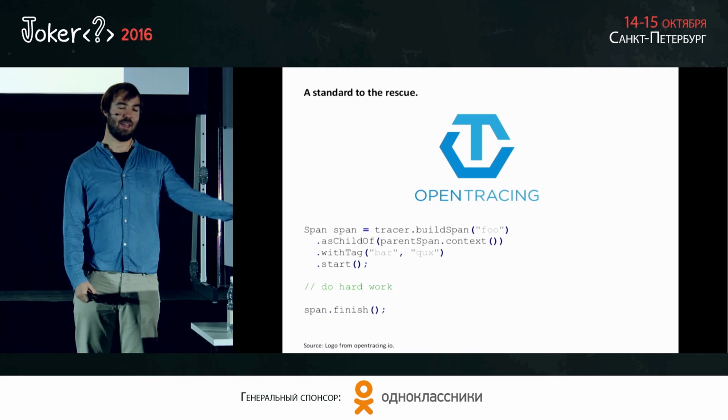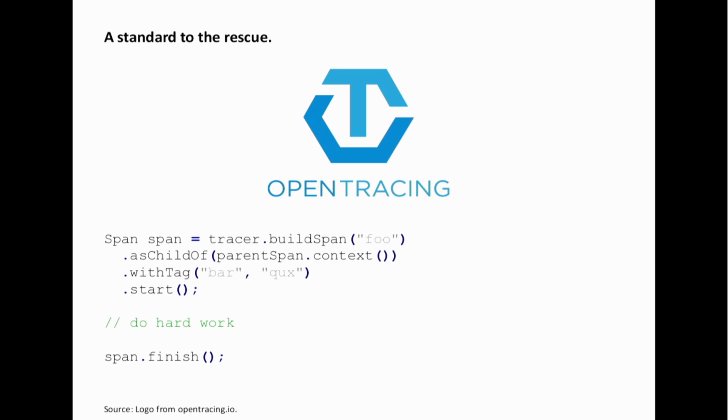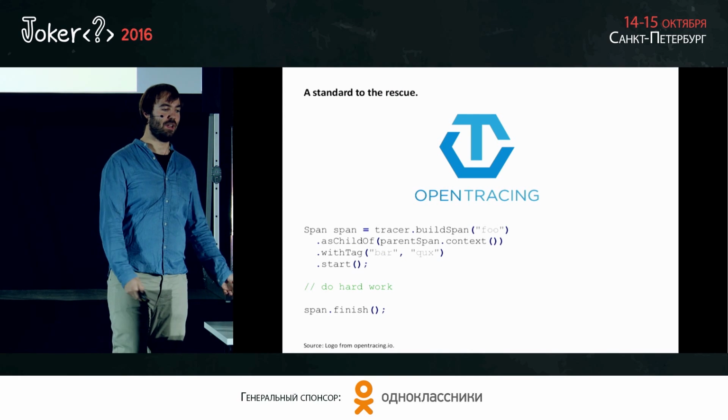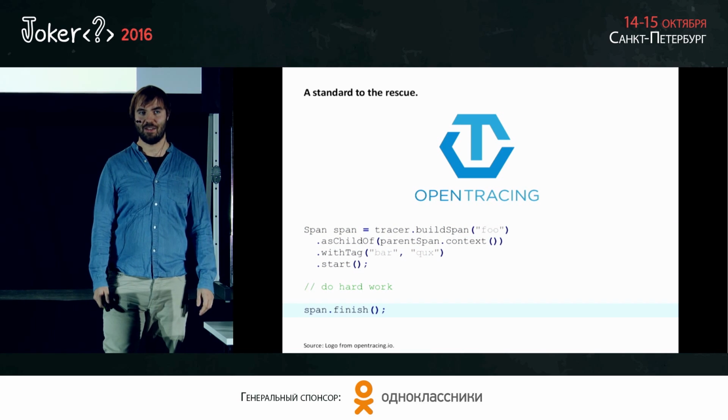So a Java implementation of OpenTracing is basically, again, just an API, which, if it's not existent, is a no operation. It's like simple log4j, but distributed tracing, right? So you would create a span, then you would do the work, and then you would finish the span.